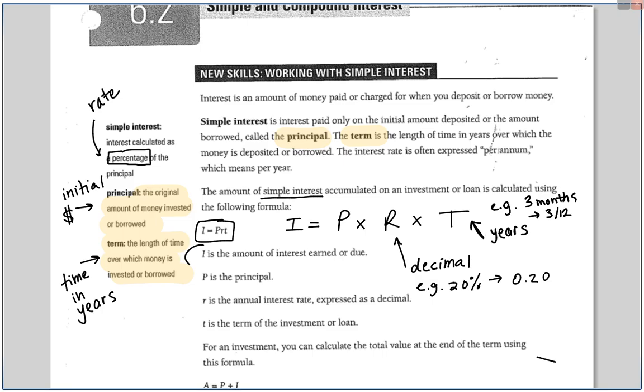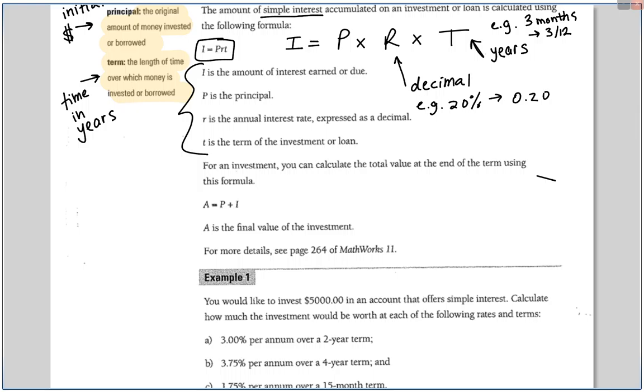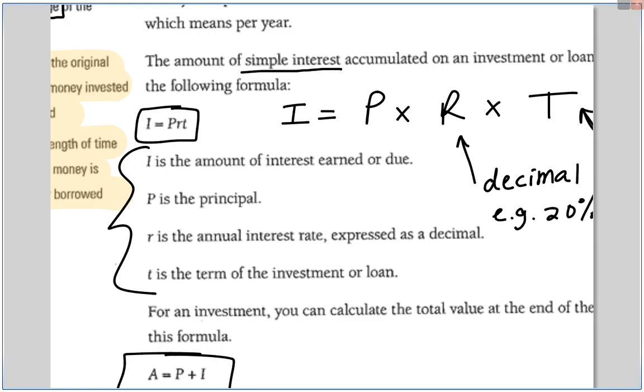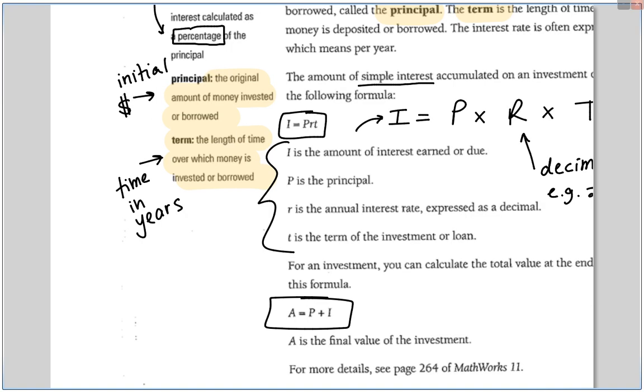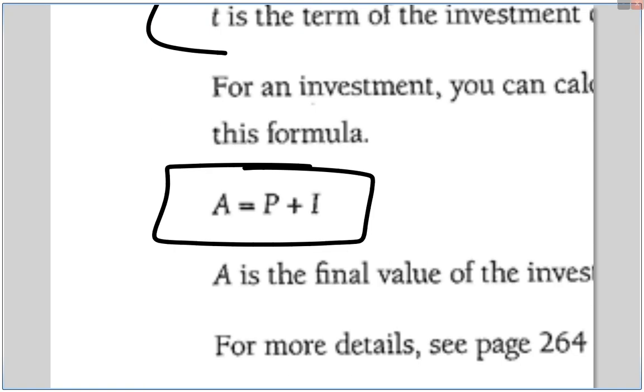And everything that I just said is laid out right there as well. This last formula, A equals P plus I. So what did we solve for in the above formula? We solved for I. Once you get that value, you have to add it back on to the original amount. So P is the original plus I, which is the interest earned.